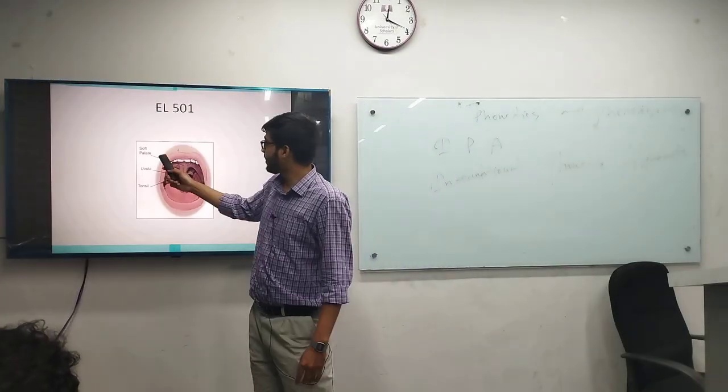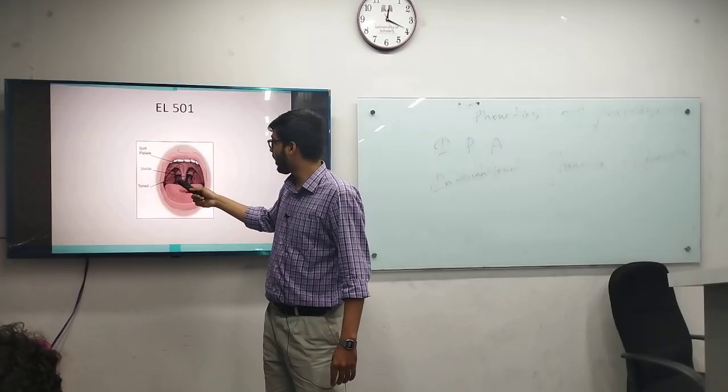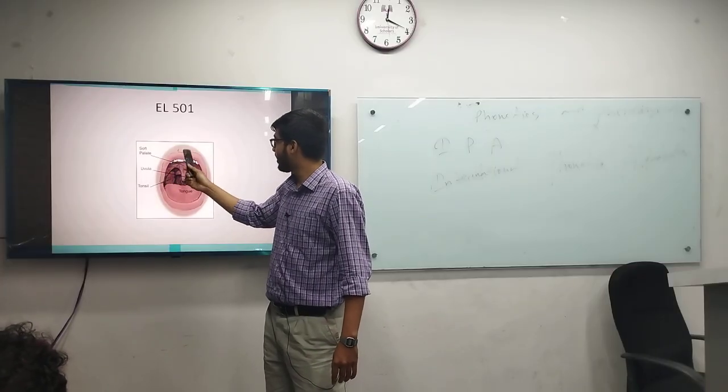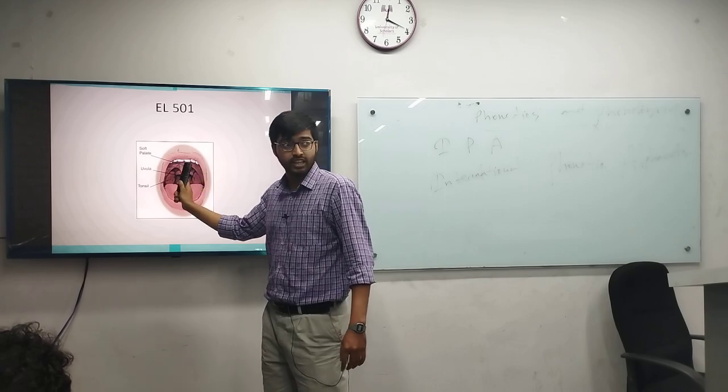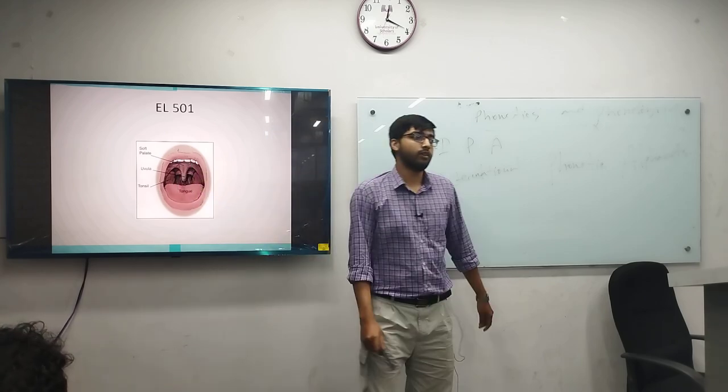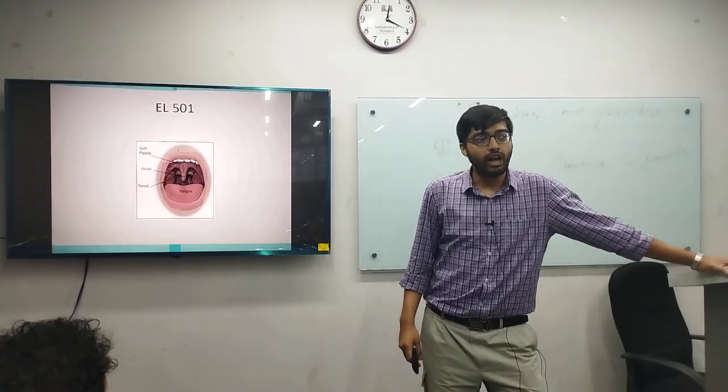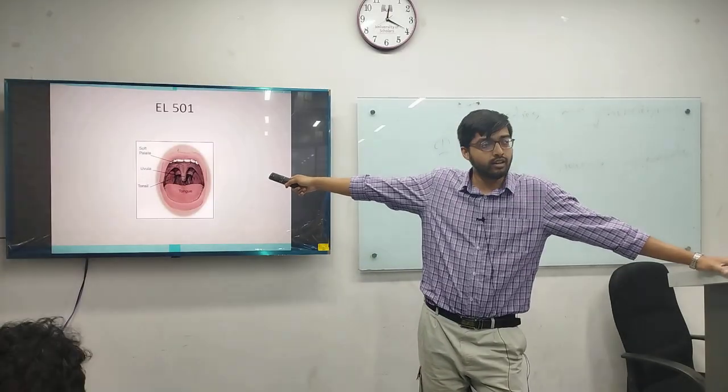Okay, see, these are the things: the soft palate, the uvula, the tonsils, the teeth, the lip, and the alveolar ridge is here. Maybe I should make this one alive.